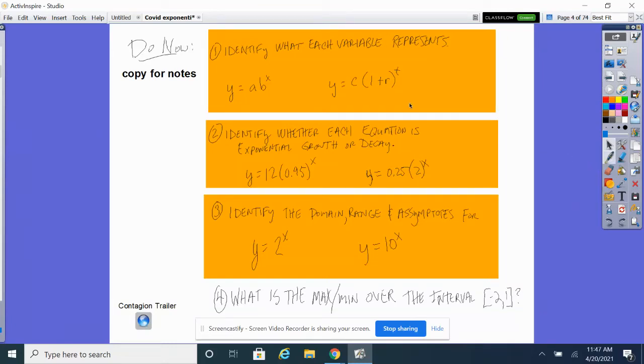So we're going to introduce exponential functions here. I would suggest if you're taking notes to write everything in the orange for sure. This fourth question we're going to address on a different slide. So here are the two ways you're initially going to see exponential functions.